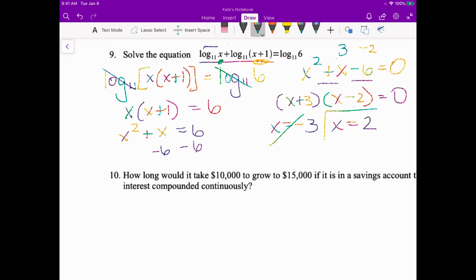Then we end up with x equals 2. And x equals 2 is our only solution because x equals negative 3 is what we call an extraneous solution. It's like an extra solution, a solution that does not work. You can solve and get it, but then it doesn't actually fit. So x equals 2 is our only solution.